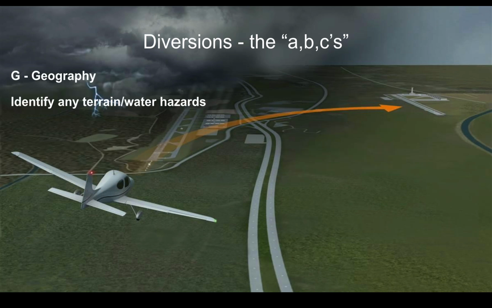Then we have G. I always say geography. What kind of terrain is between me and there? Is it a major city that I'll be flying over? Maybe I should change my altitude so I have more gliding distance. If it's over water, is it through unfamiliar mountains? Things like that. Am I going to be able to get over those mountains?